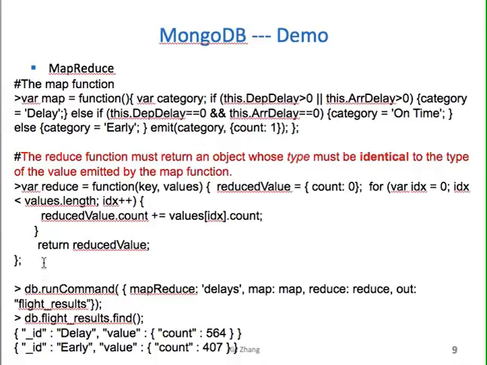And then to run the MapReduce, you can use the runCommand method and specify the collection you want to run the MapReduce on, the map and reduce functions, and the output collection name. And to show the results, I use the find method, and you can see 564 flights were delayed and 407 flights were early.